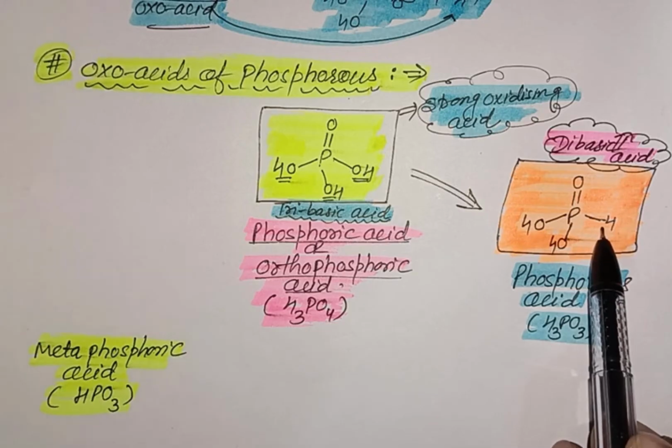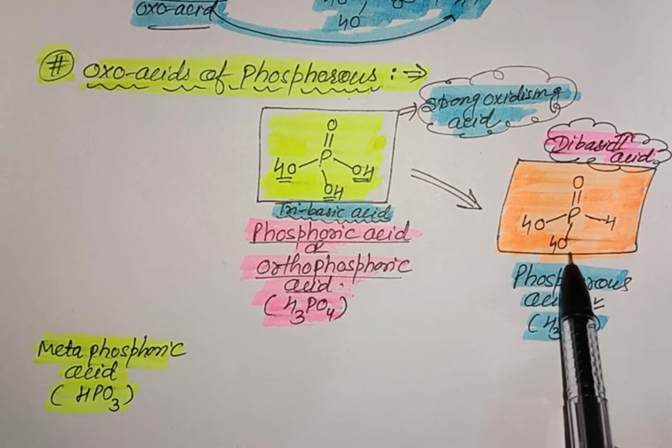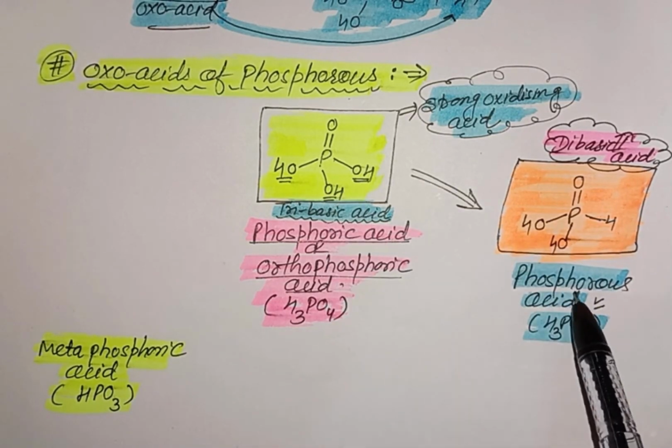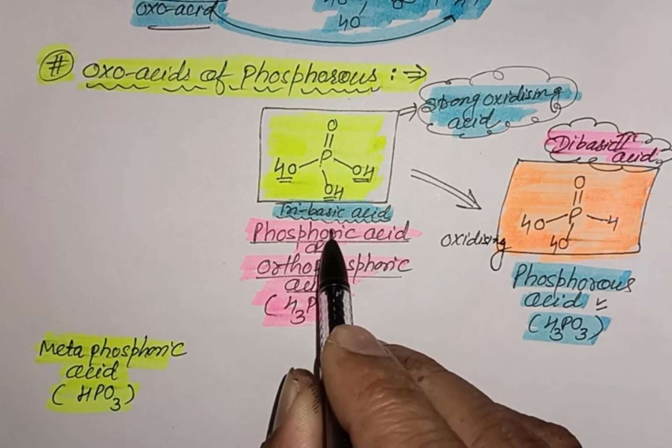The PH bond represents the reducing character. So these 2 OH bonds represent the oxidizing character. So oxidizing character is more than the reducing character. So like phosphoric acid, phosphorus acid is also oxidizing in nature, but it is less oxidizing as compared to phosphoric acid.